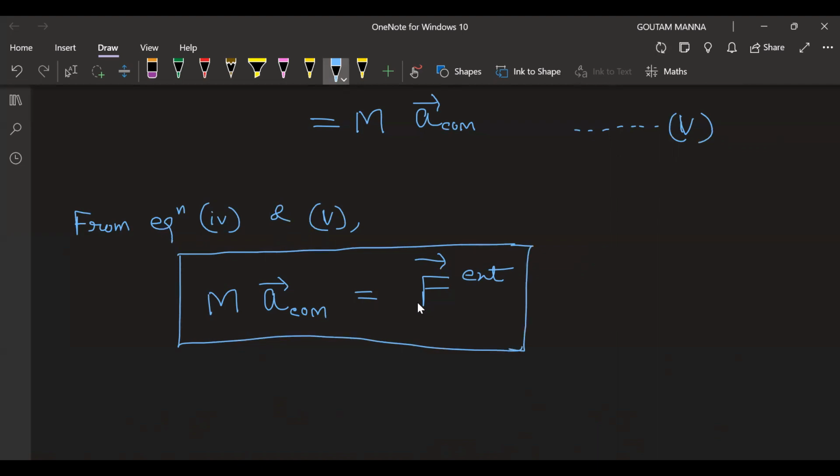So this is kind of a generalization of Newton's third law for a many particle system. It is similar to F equal to ma, but here the m is the total mass of the system of particles, a is the acceleration of the center of mass, and F is the total external force. So here you can see the importance of the center of mass.